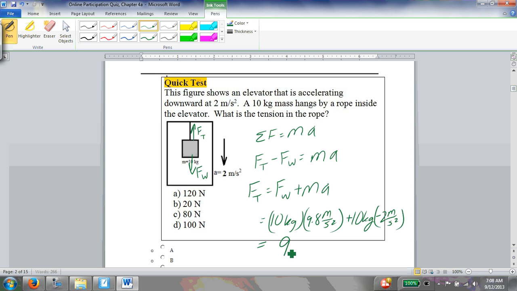All right, so that's 98 minus 20, keeping proper sig figs, is 80 newtons. So the answer is C.